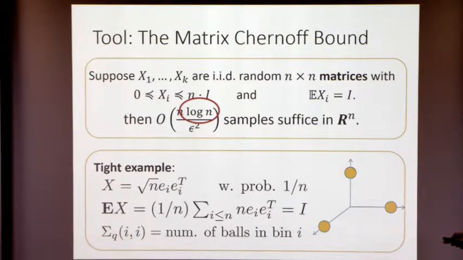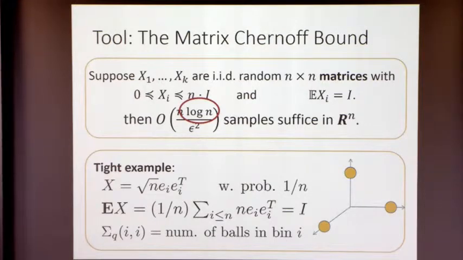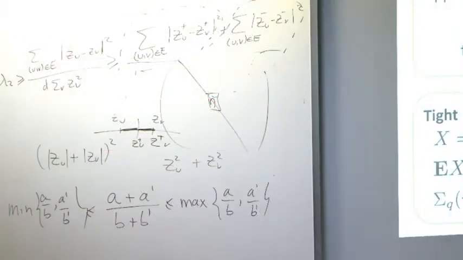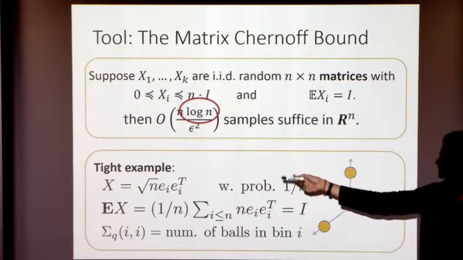So the example is that the matrices are all diagonal. The random matrix X is a diagonal matrix, which is equal to n times e_i e_i transpose with probability 1 over n. So it's literally just a diagonal matrix, and you pick some entry randomly and put an n there. Now it's easy to see that the expected matrix here is the identity, because if you average all of those, you just get the identity.